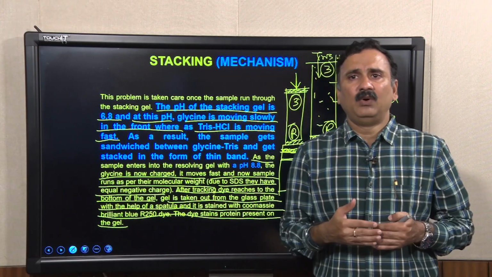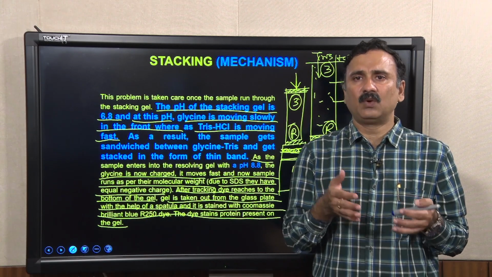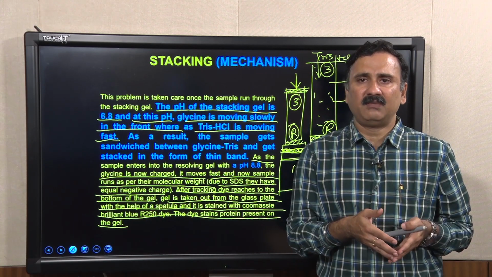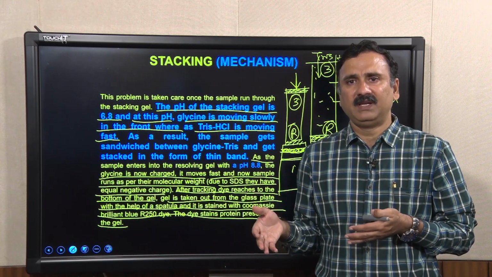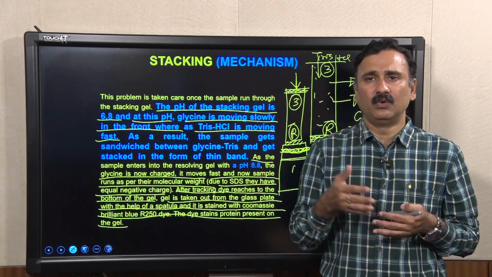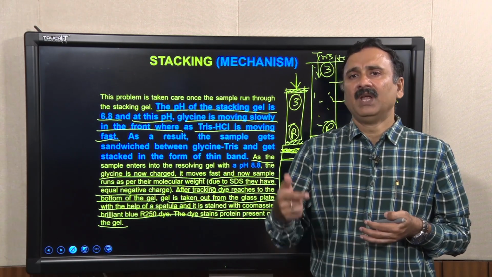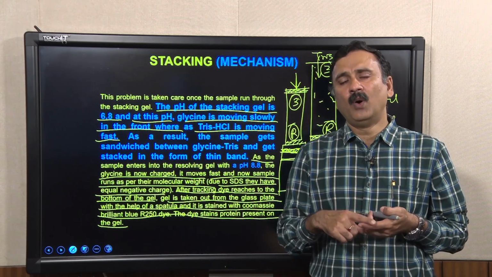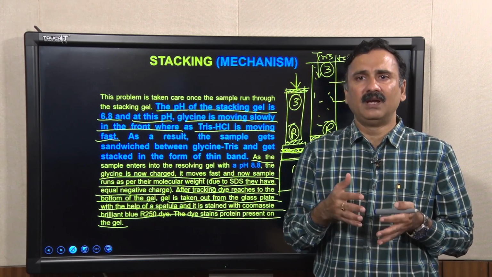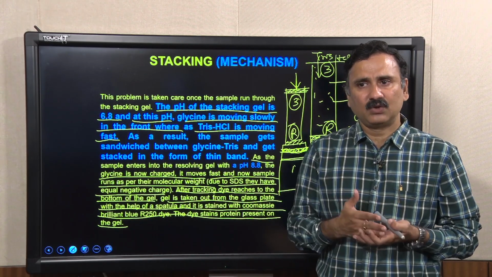So with this demo, we have shown you the different steps required to prepare the acrylamide solutions, and then how to prepare the resolving gel and the stacking gel, how to load the samples, and then how to perform the electrophoresis, and ultimately we have also shown how to do the staining and destaining. I hope that this demo video could be helpful to understand vertical gel electrophoresis.